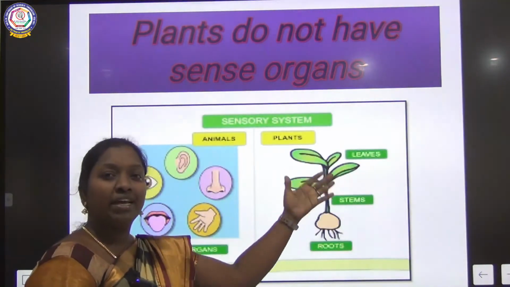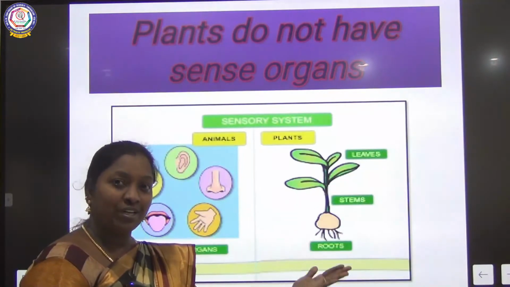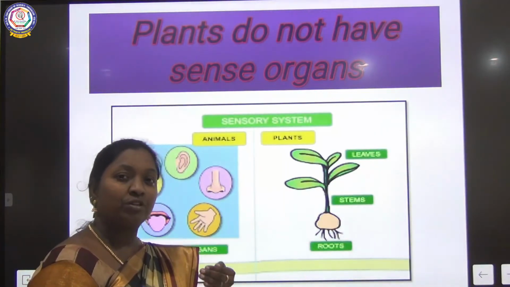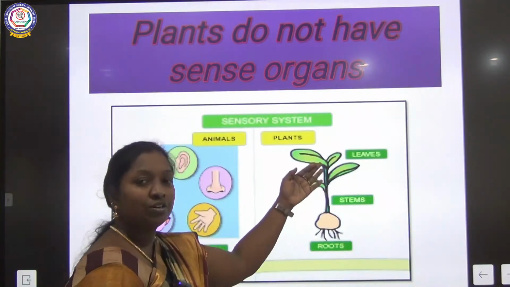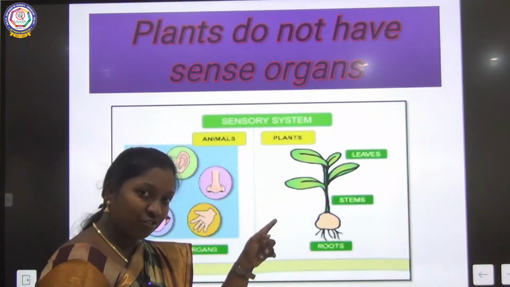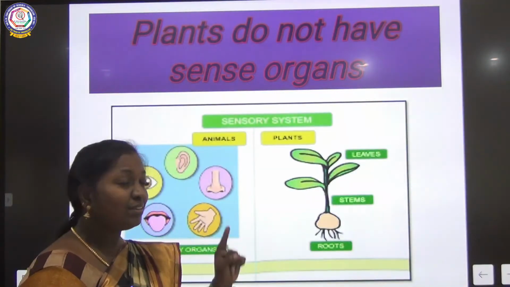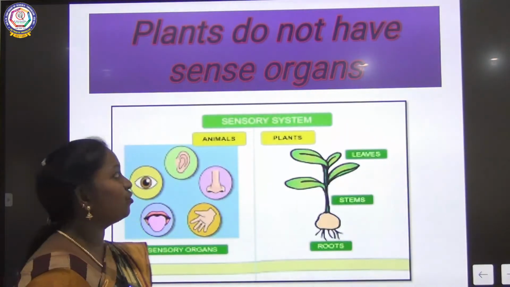With these parts it can prepare food and grow. I keep on repeatedly telling you plants can prepare food, and only so can they grow. It does not have sense organs. Now what is the difference we learned? Animals have sense organs, plants do not have sense organs.